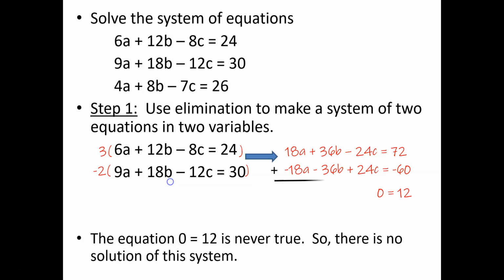And we add. And you know already what's going to happen here. Our a's cancel, our b's cancel, our c's cancel. We're left with 0 on the variable side and positive 12. And does 0 equal 12? No, of course it doesn't. So the equation 0 equals 12 is never true. So there is no solution to this system.